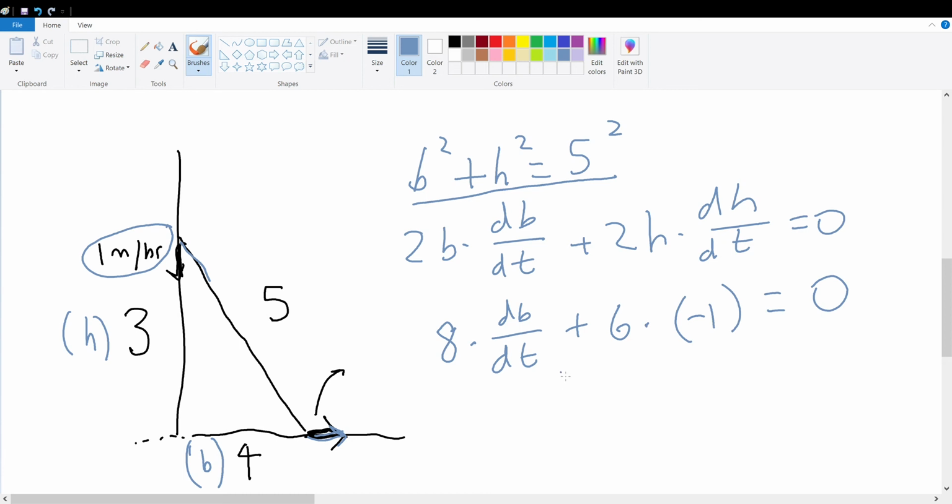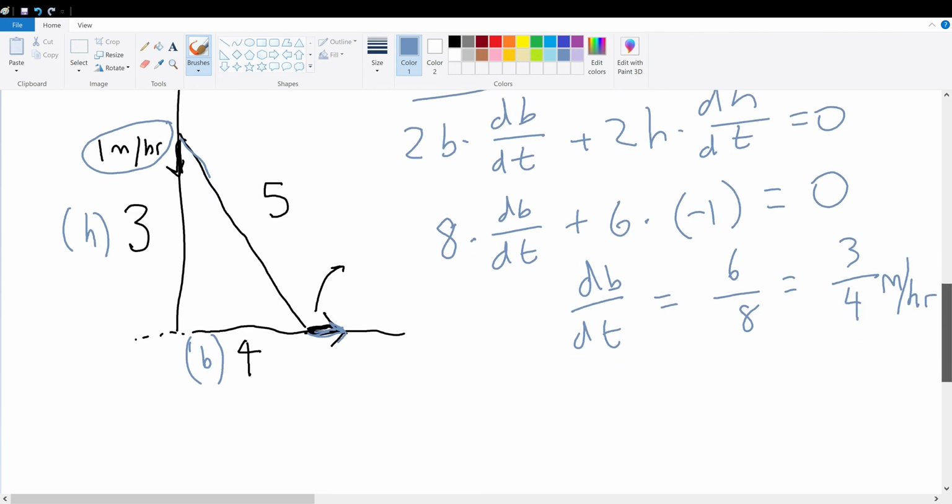So then we just isolate db over dt, which will be 6 over 8, which will be 3 over 4 meters per hour. That is the rate the ladder is sliding to the right.